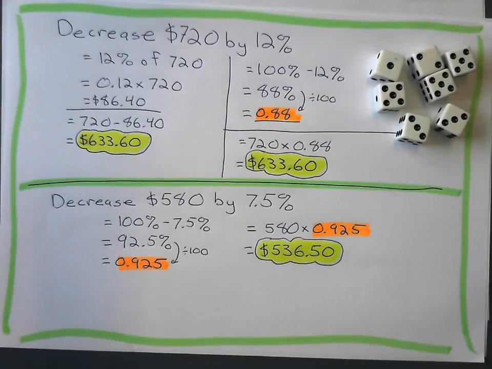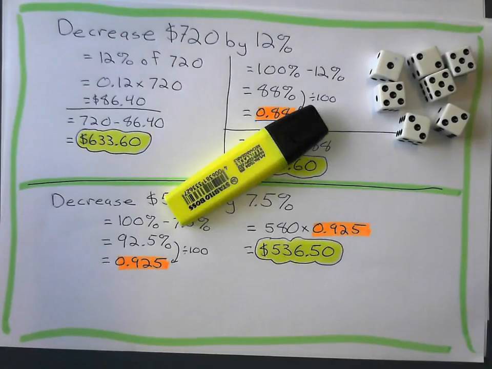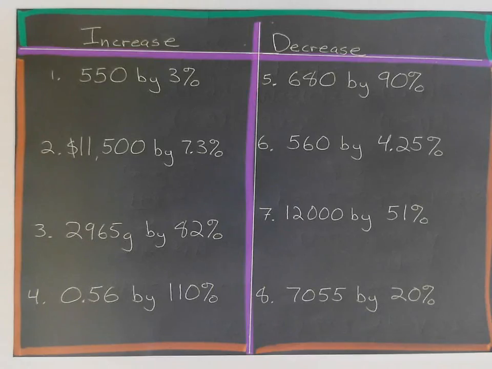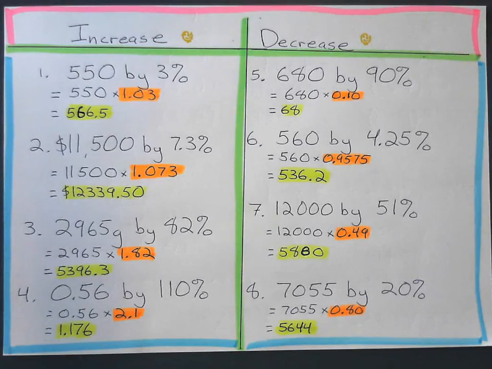Okay, so that's it for now. Let's do some examples. Try these 8, pause it, and see if you can get some answers. Again, yellow highlight are the answers, orange highlight are the multiplier numbers that you should have multiplied the original amount by. How'd you do?